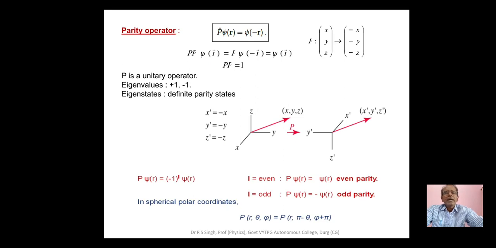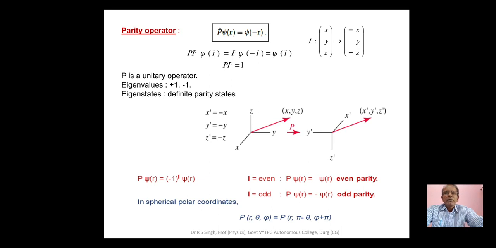Now we discuss the parity operator P, which on being operated reverses the space coordinates. Operating the parity operator twice over the wave function psi, we get the same wave function psi. P is a unitary operator having eigenvalues plus minus 1.